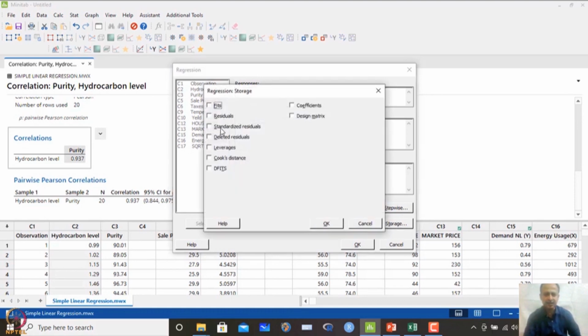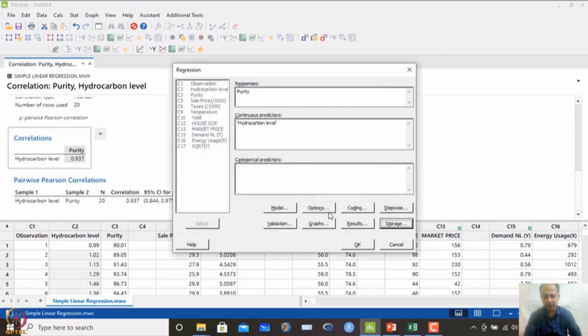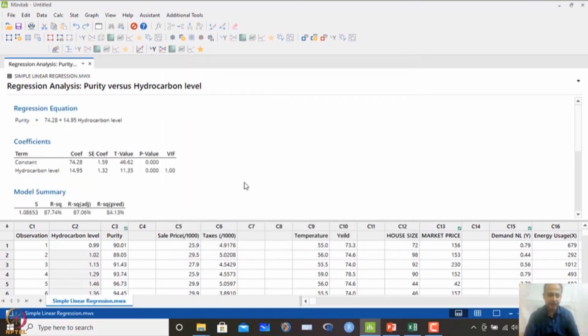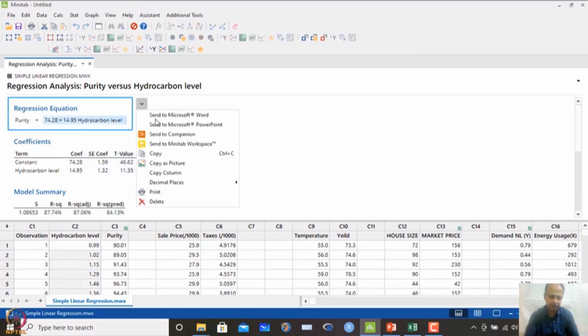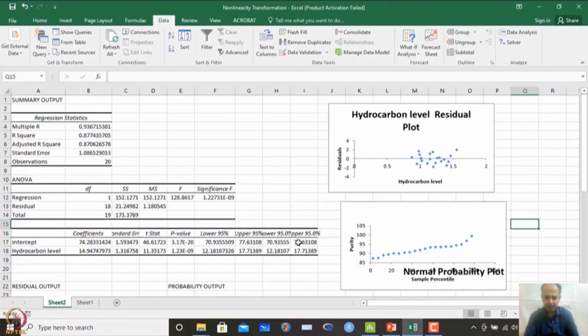I can store residuals or standardized residuals. Let us store standardized residuals, which is generally recommended, and this is nothing but residuals divided by the standard deviation of residuals. We want to save that, and when I click OK, I get the regression equation. This is the equation you are seeing. I can copy it as a picture and paste it.